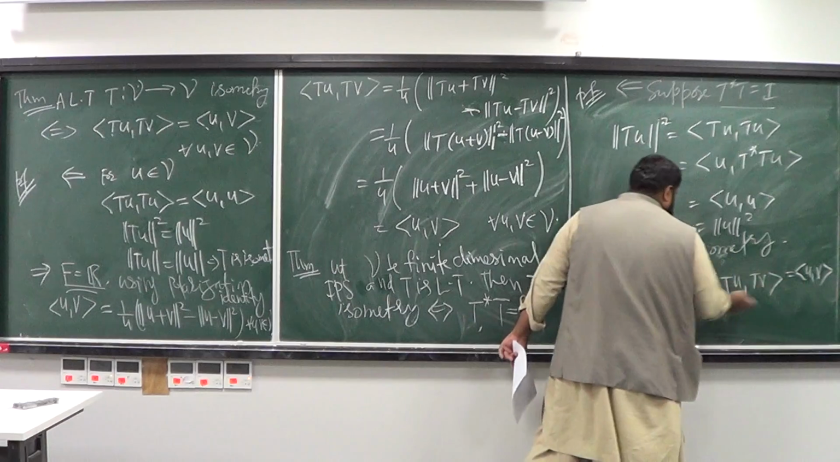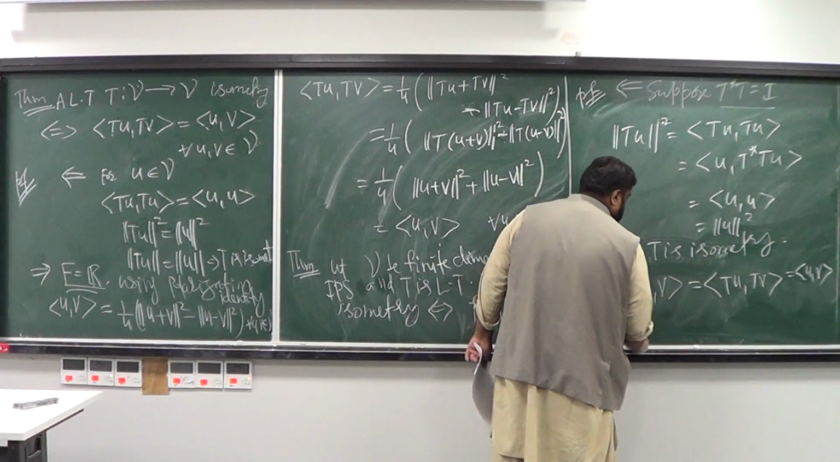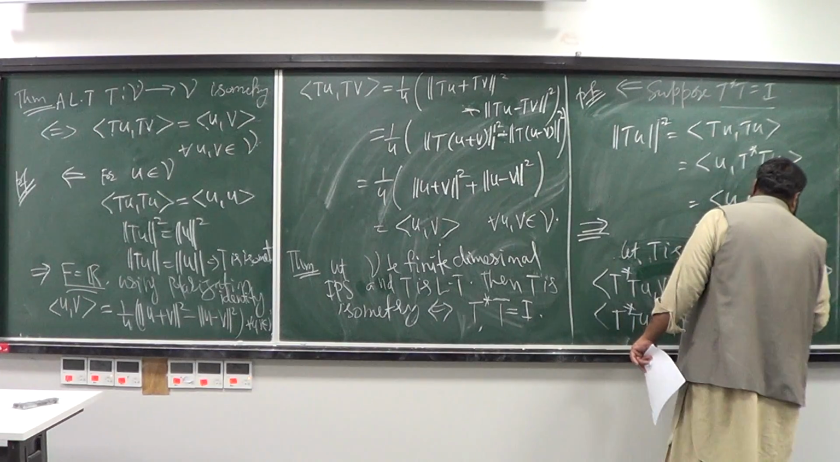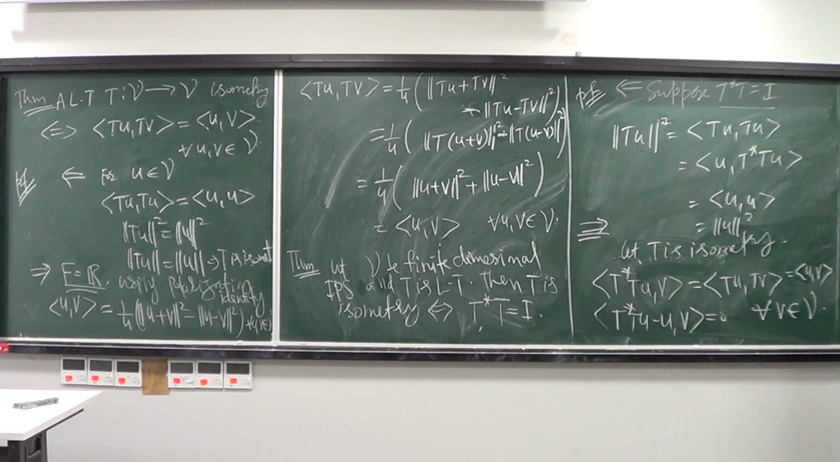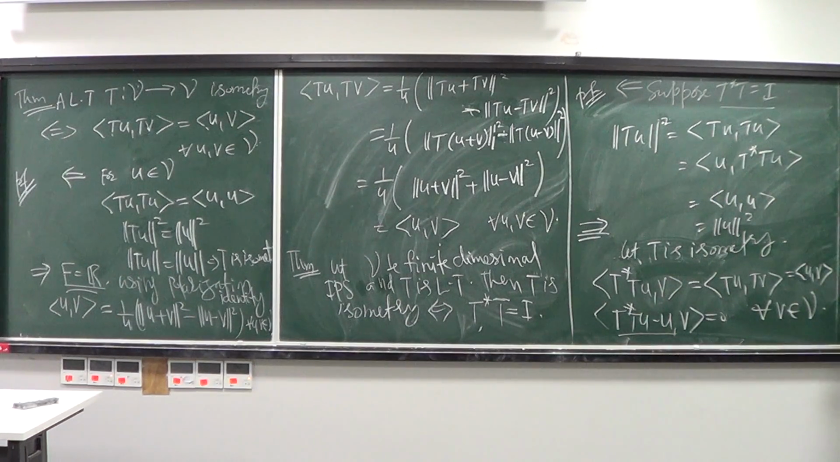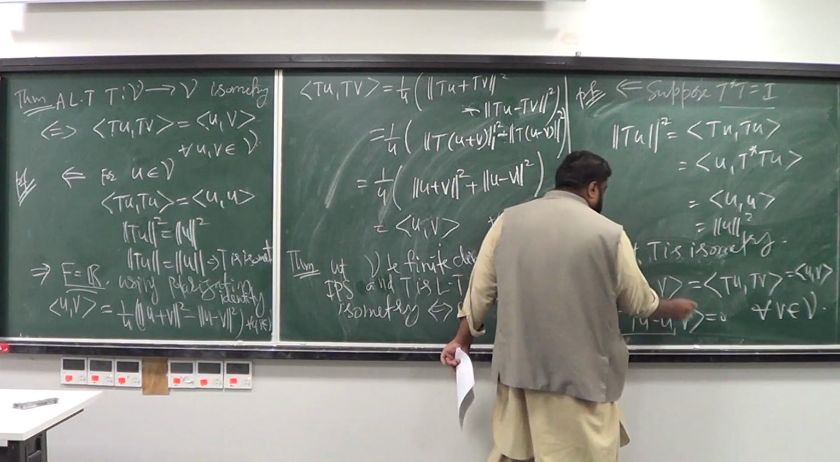If I bring this on the other side, I can show that T star TU minus U, inner product with V, is equal to 0 for all vectors V in the inner product space V. So this is a vector that is orthogonal to the entire inner product space. What is the vector that is orthogonal to the entire inner product space? This vector must be equal to 0.